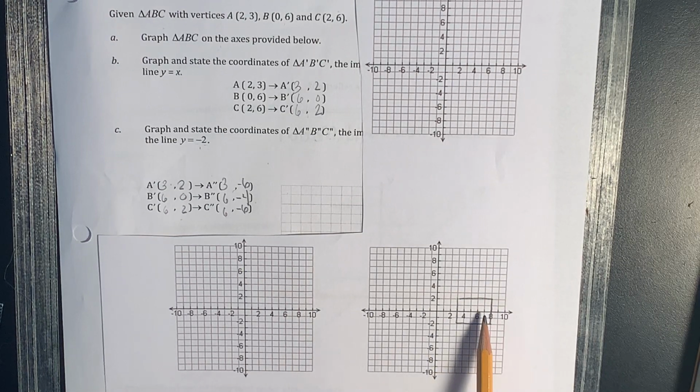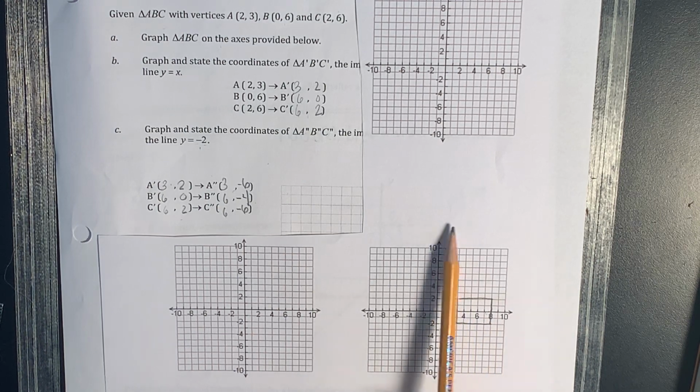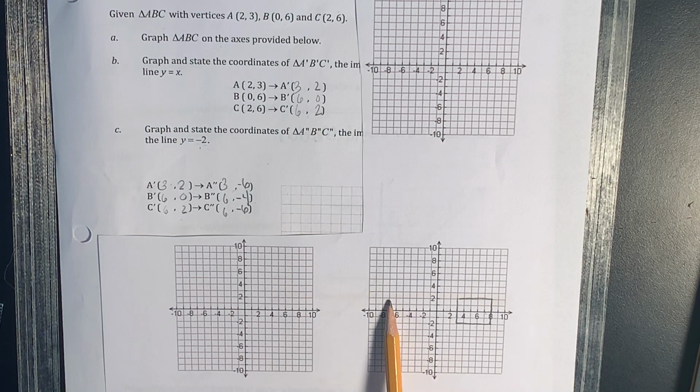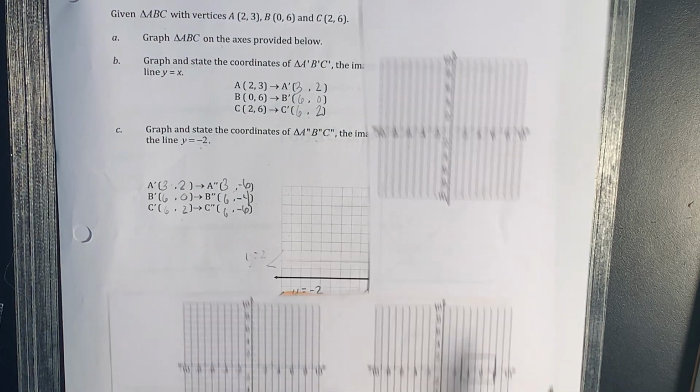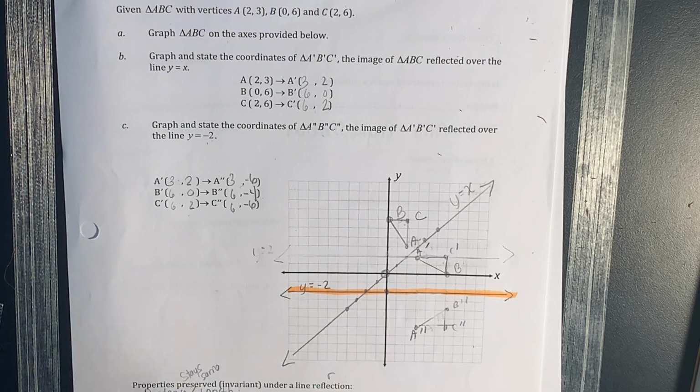Now let's say I were to reflect this rectangle over the y-axis. My question is, the top and bottom are parallel. The left and right are parallel. Would they remain parallel after a reflection in the y-axis? And clearly the answer is yes. If all you're doing is flipping this figure over the y-axis, will the sides remain parallel? Yes. So we say that parallelism is preserved.